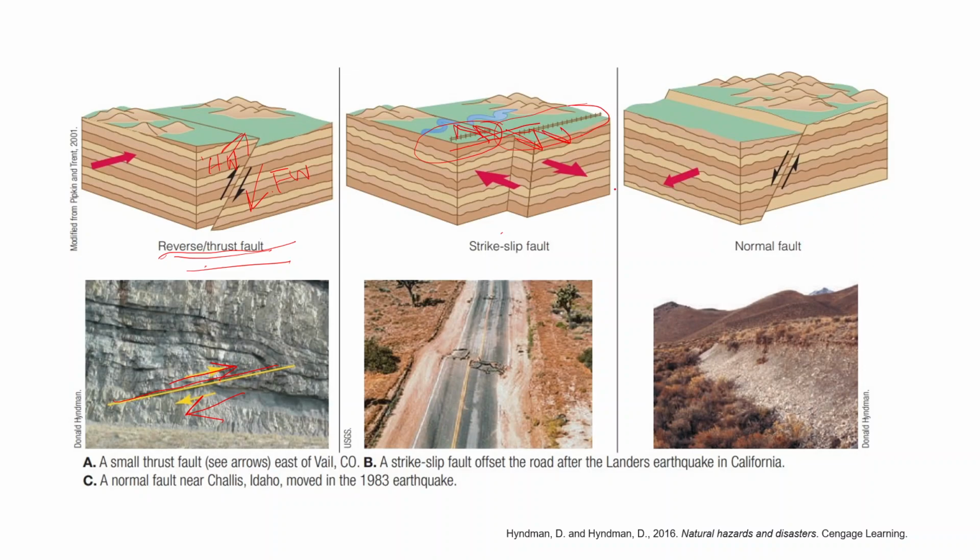And then normal fault is just the opposite of reverse or thrust fault. So in this case, the hanging wall is coming down and the foot wall is moving up. So that is the normal fault.